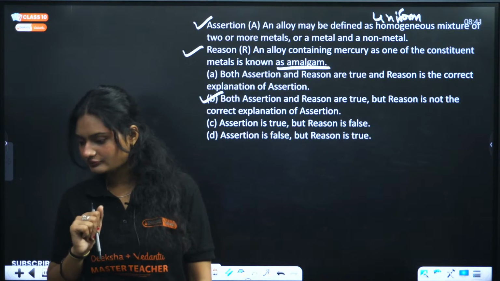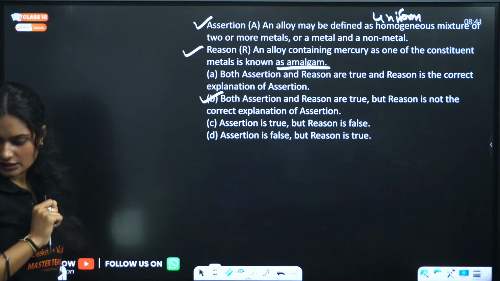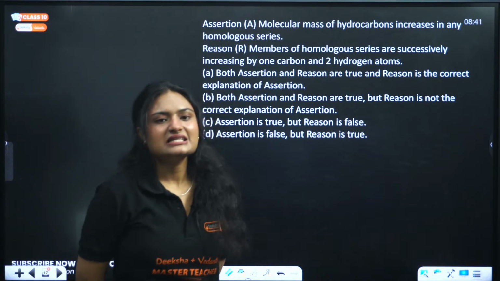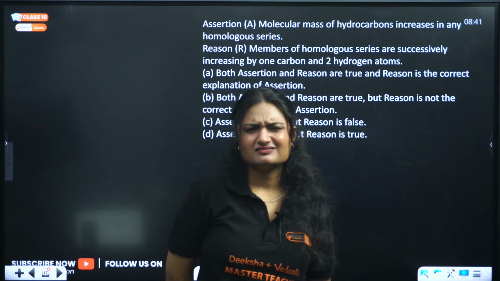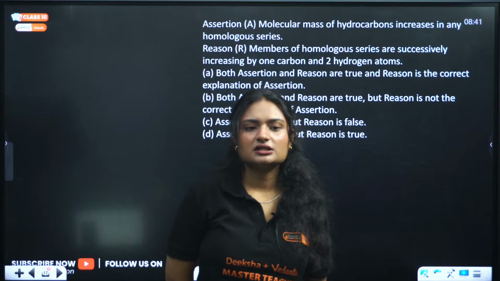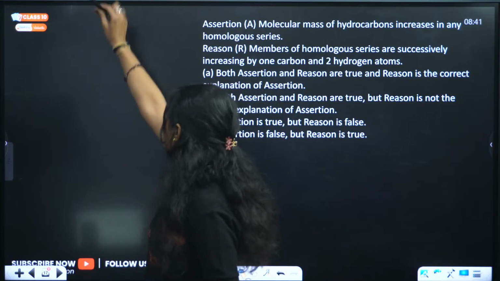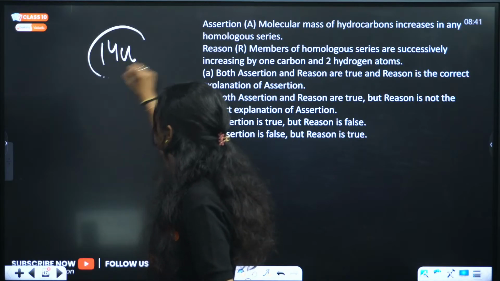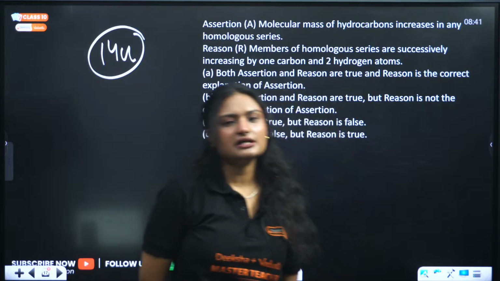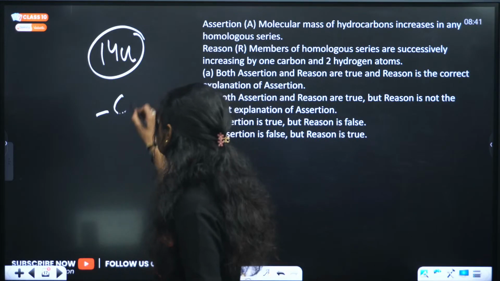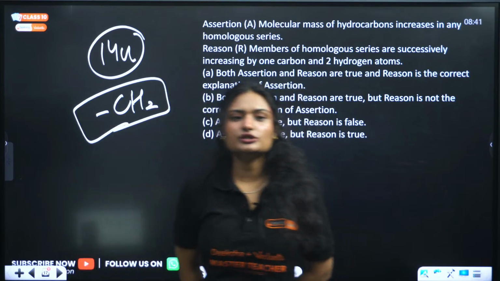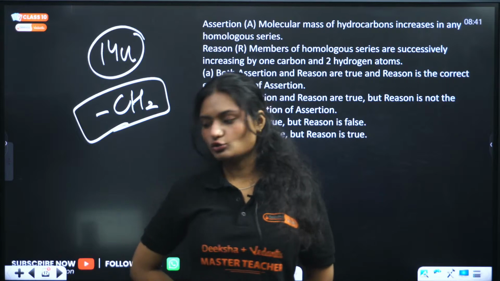Yes, correct. Abhinav, yeah, B, correct. Next: molecular mass of hydrocarbons increases in any homologous series. We know in a homologous series the mass increases by 14 atomic mass units. Members of a homologous series successively increase by 1 carbon and 2 hydrogen. Why? Because each successive member of a homologous series differs by a CH2 unit, that is 1 carbon and 2 hydrogen atoms.